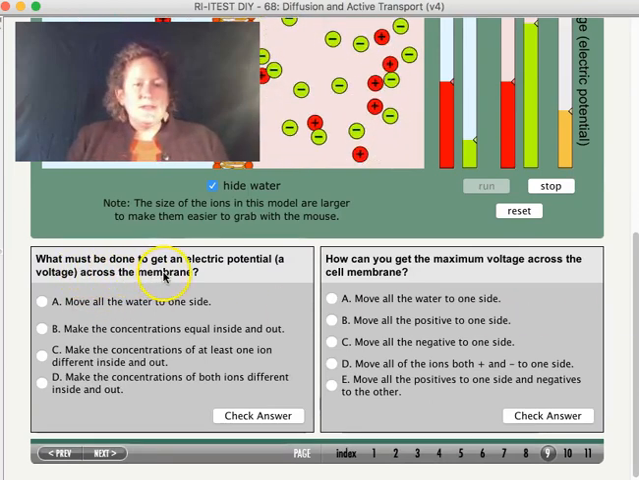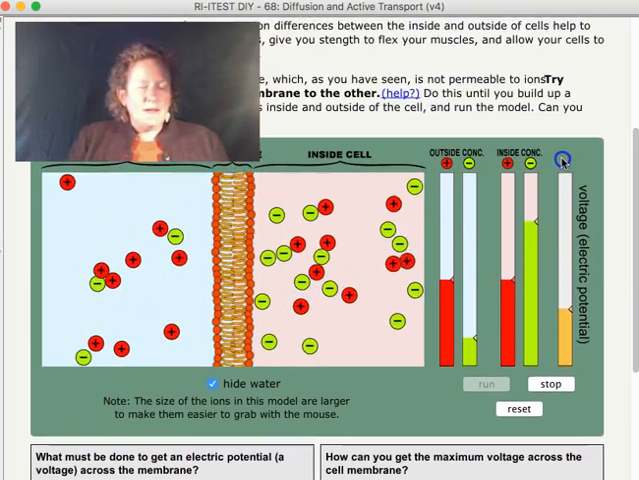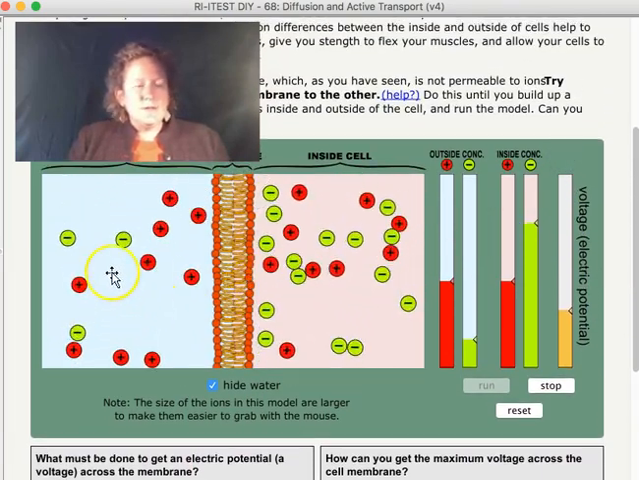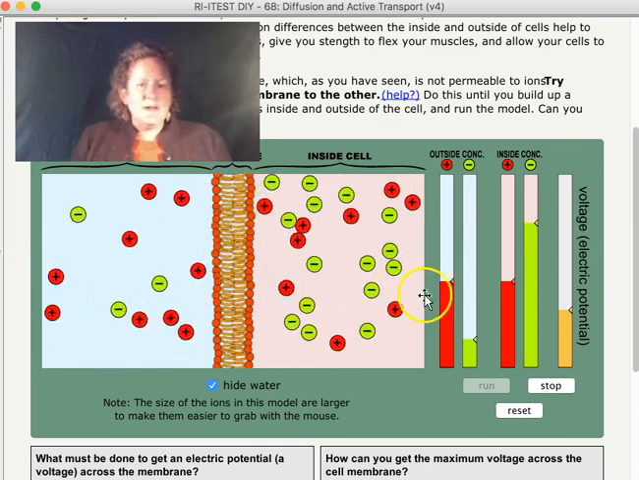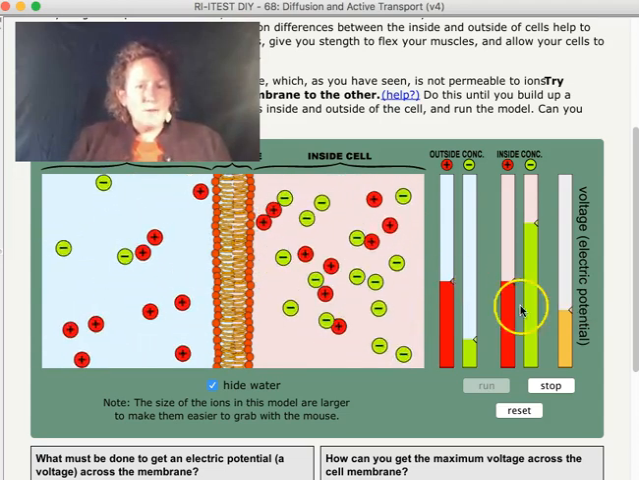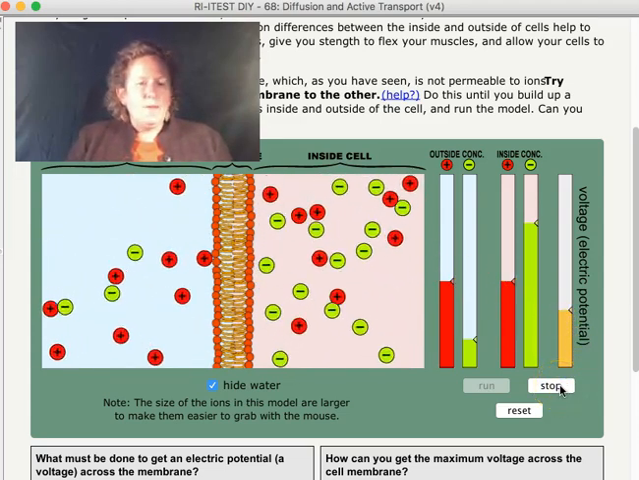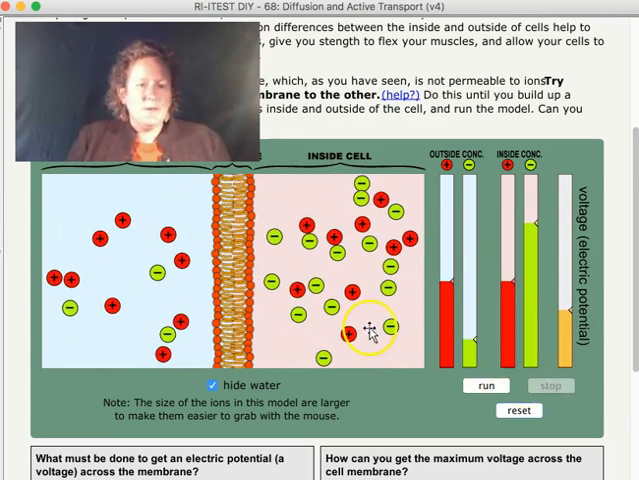So what must be done to get an electric potential? Well, I stopped and I moved some ions, so there was a difference in the concentration of negative ions on both sides, but the positive ions were pretty similar. Now, if I wanted to max out the electrical potential, I want to max out the differences. So I don't want positives to be the same anymore. Let's build up a positive charge on this side, because it's the difference in charge that really gives you a lot of electric potential.